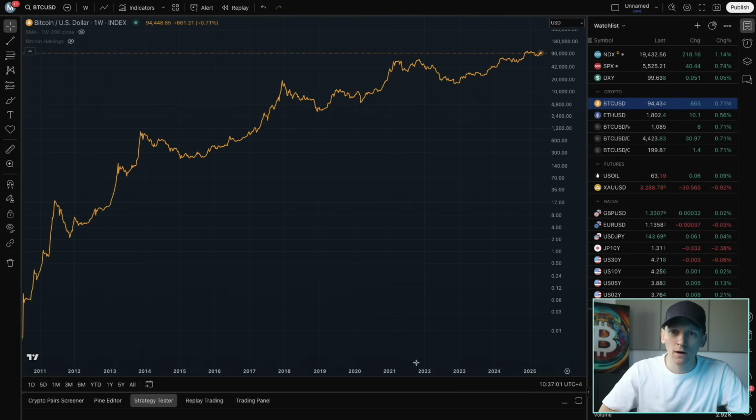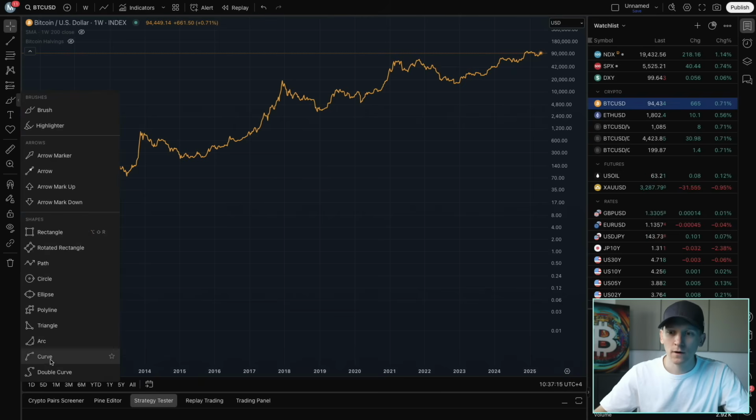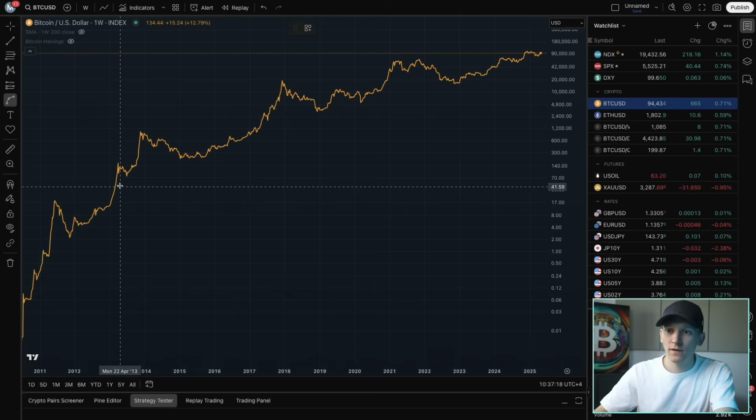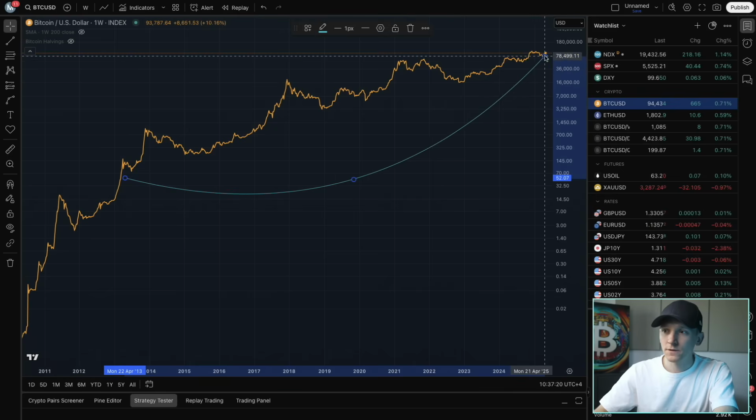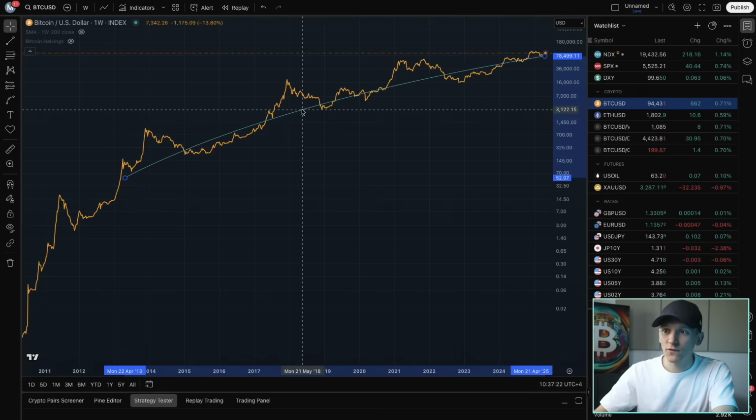You can see the adoption curve very easily. Technologies and networks have adoption curves where, as the network gets bigger, its rate of growth slows a little bit, but obviously still getting larger. You can very clearly see that here. So what I'm going to do is go to the left-hand side, click the brush, go to curve right here, and just try and fit this on, just so you can see the adoption curve of BTC.